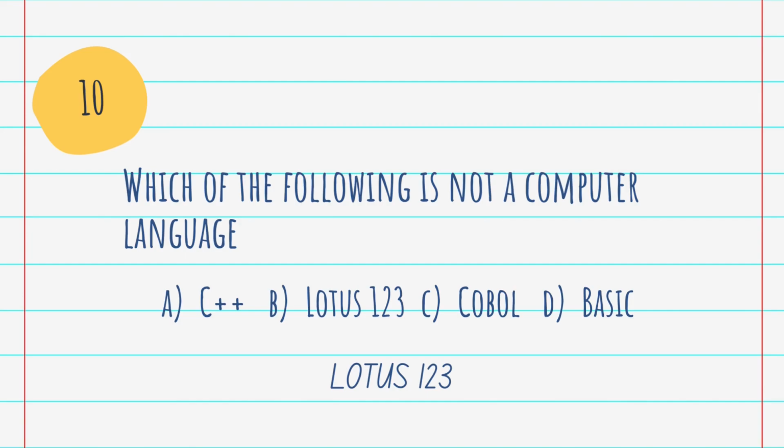Lotus 123 was a spreadsheet program developed by Lotus Software, which is now part of IBM and was first released on January 26, 1983. Lotus 123 was not the first spreadsheet application, but because of its capabilities, it became the industry standard throughout the 1980s and 90s.